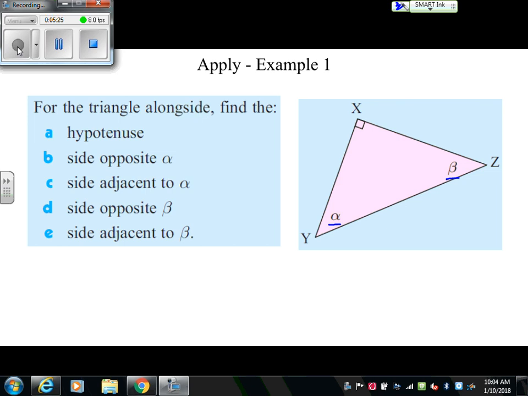We could even call them capital Y and capital Z, but here they're referring to them as angle A and angle B. And it doesn't matter which one we're talking about because the hypotenuse is always the longest side. It's always the side that is across from the right angle. And so across from or opposite of that would be this side right here that I've just traced, which is side YZ.